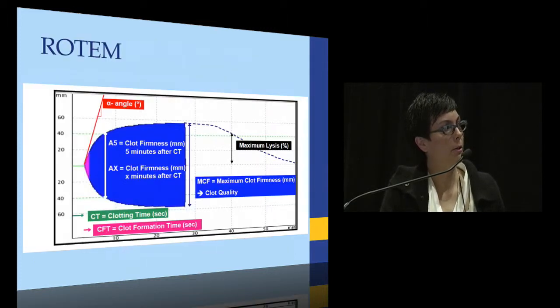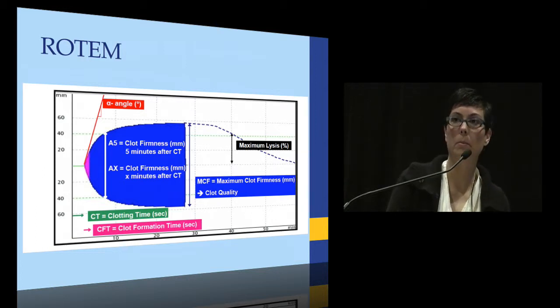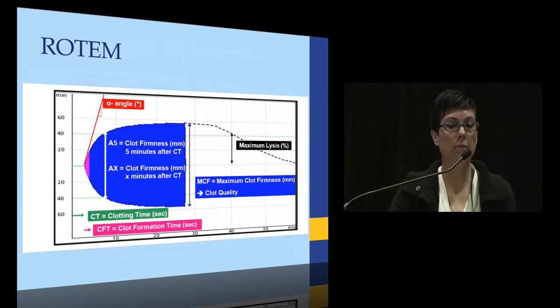And I'm just going to point out, as we look at some examples, the green, the clotting time, is right here, okay? The clot formation time is this pink area, and then you have your alpha angle, and then you're going to have your maximum amplitude, and then continuing on, the lysis. So the structure is still the same as the TEG, it just has a little different formation.